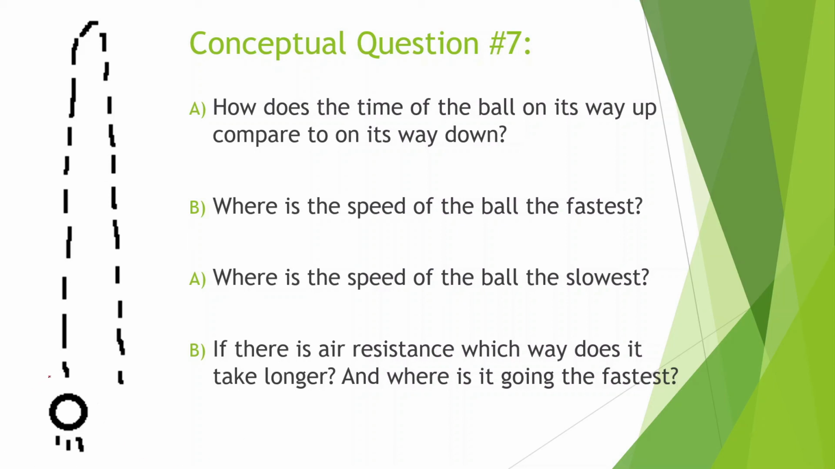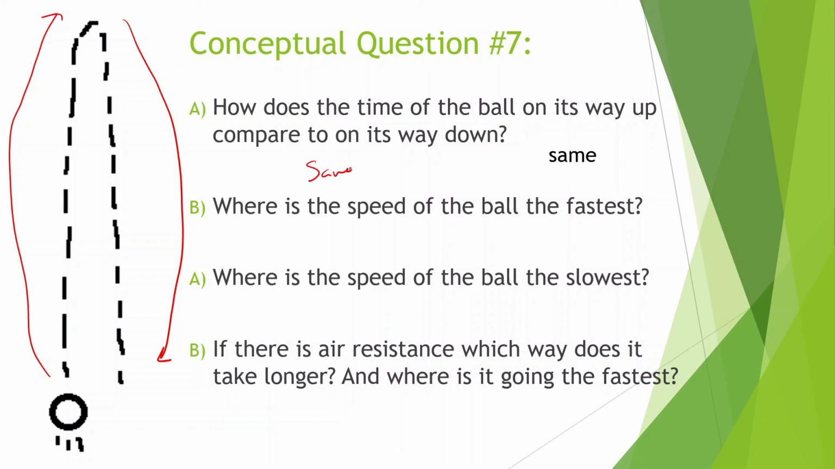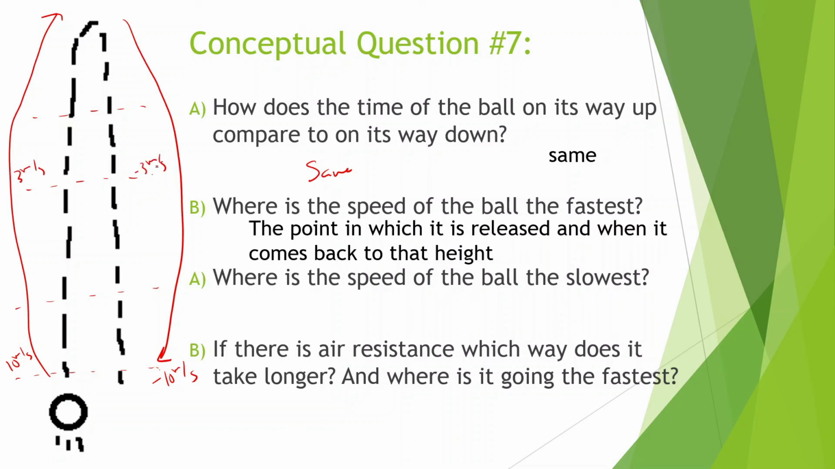So it's going to take the same amount of time going up as it takes going down. Same time. Where is the speed of the ball the fastest? If you throw it here and it comes back here, it's going to have the same exact speed. If you throw it at, let's say, 10 meters per second right here, it's also going to be negative 10 meters per second. It's exactly parallel. Wherever it's moving on one side, it's going to be moving at the exact opposite on the other. If it's 3 meters per second here, on the opposite side it's negative 3 meters per second. So the point at which it is released and when it comes back to that height.